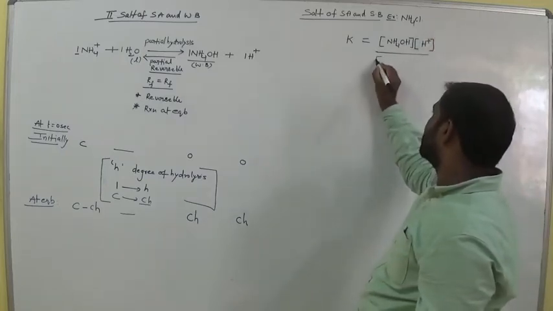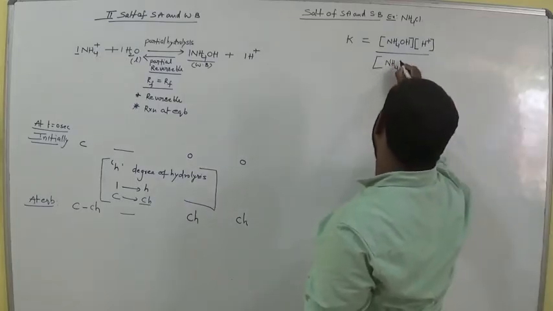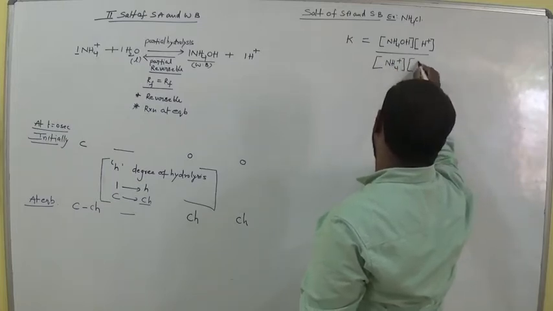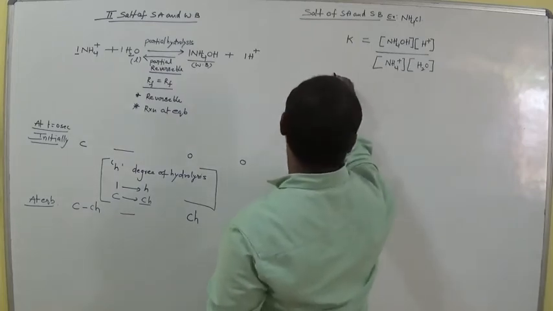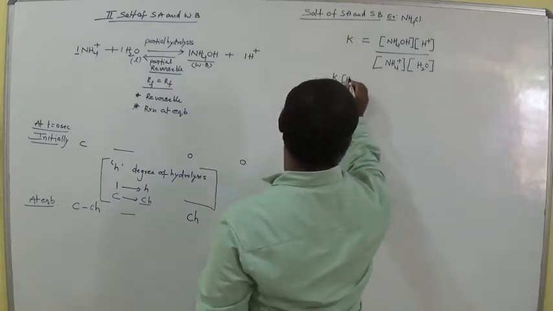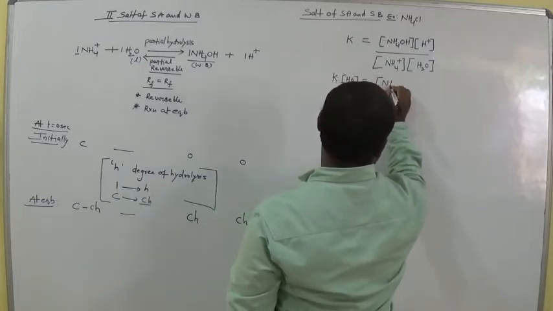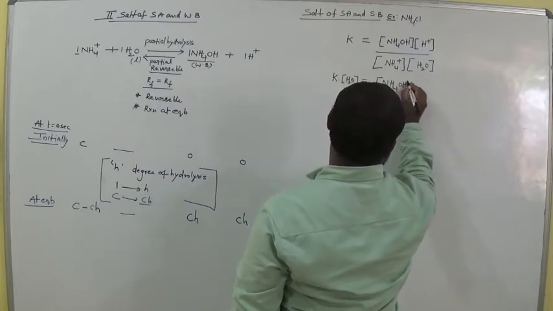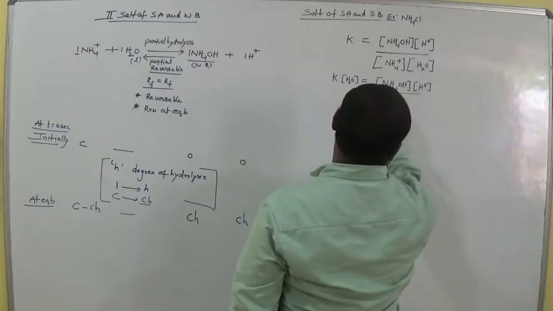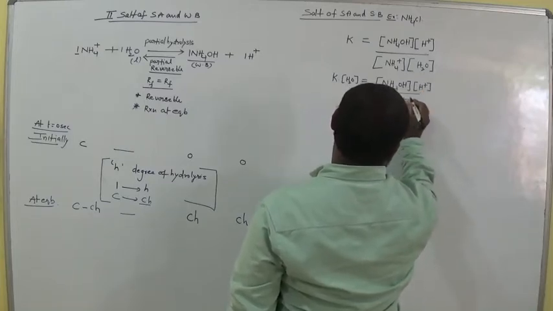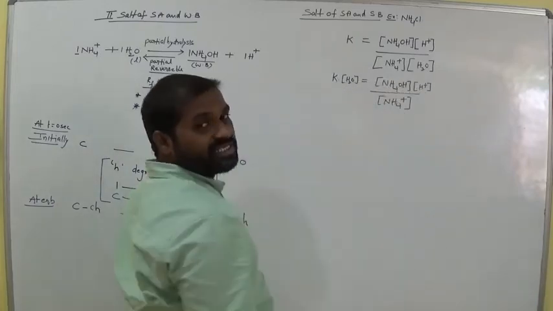Then the molar concentration of reactants. What is the reactant here? NH4 plus into the molar concentration of H2O, am I right? From this, K into the molar concentration of H2O is equal to the molar concentration of NH4OH, the molar concentration of H plus, by the molar concentration of NH4 plus. Now the molar concentration of H2O is a constant.